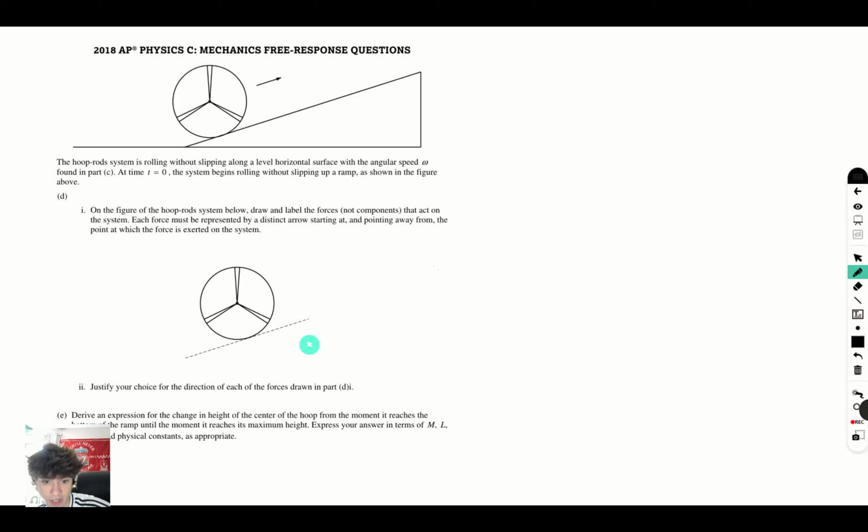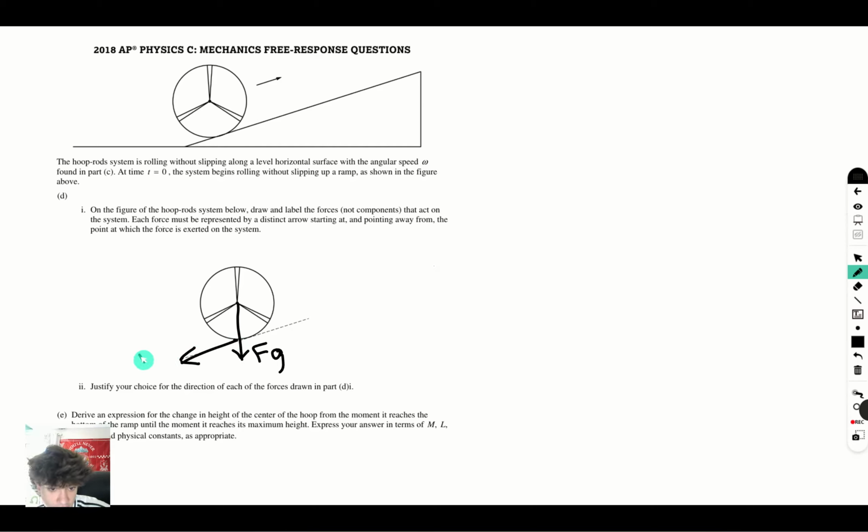Alright, so we know that we have gravity acting on the object at its center of mass, downwards. This is the force of gravity. There has to be a frictional force for it to roll without slipping. That's going in the opposite direction, the force of friction. And then we also have our normal force going this way. Normal force is always perpendicular to the plane, and force of friction is always parallel to the plane.